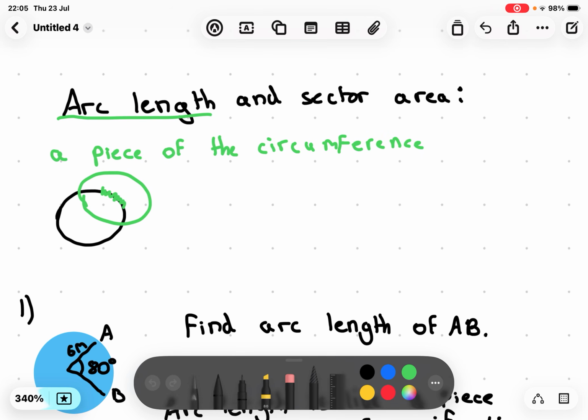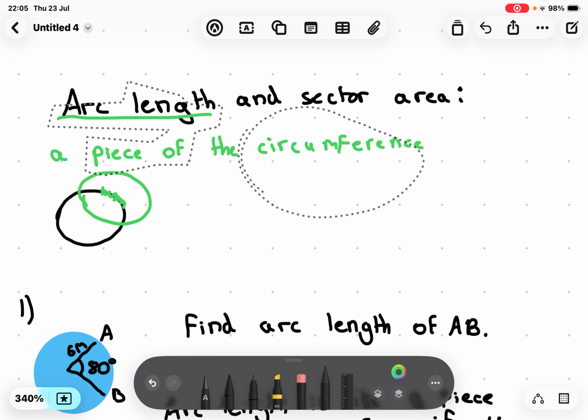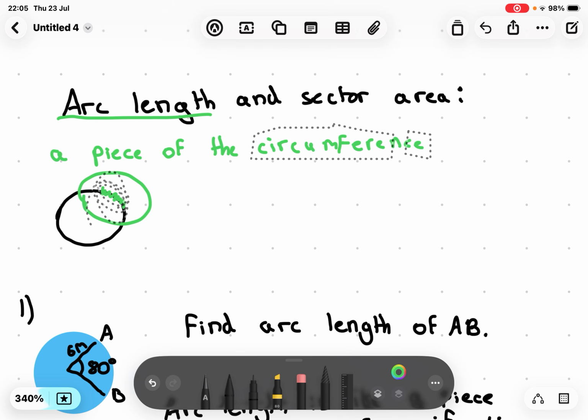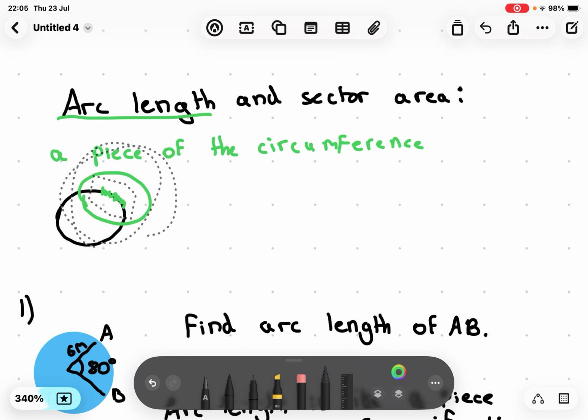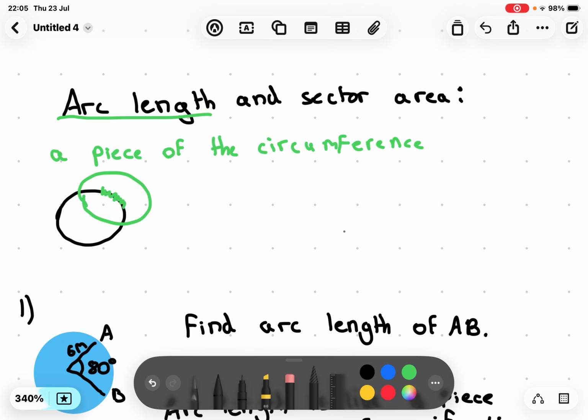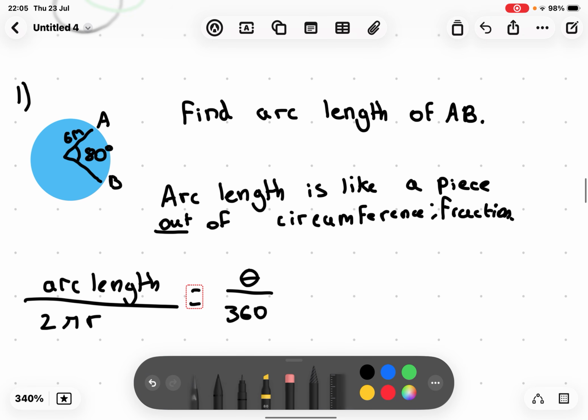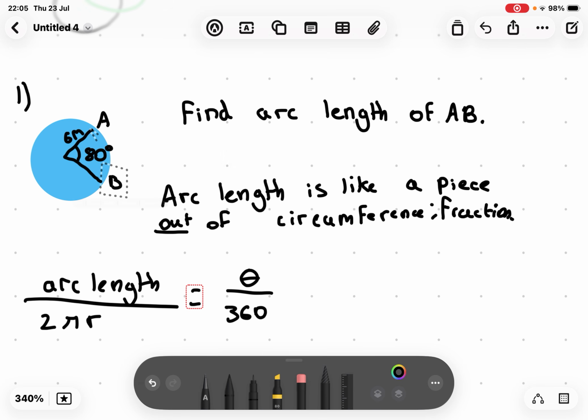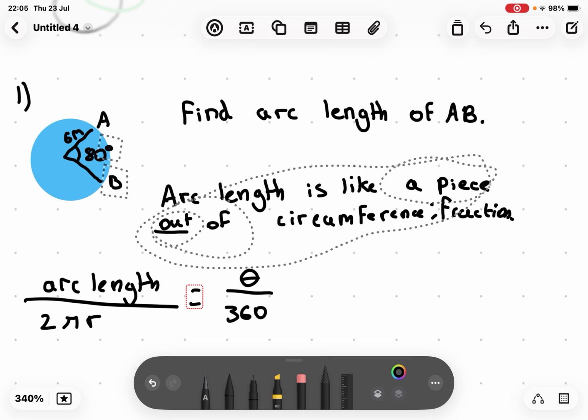Hello everyone, today we're going to talk about arc length and sector area. Basically, arc length is like a piece of a circumference. As you can see here, this shaded part is a piece out of the circumference. Find the arc length of AB, so we need to find this piece. The arc length is a piece out of the circumference, so kind of like a fraction.